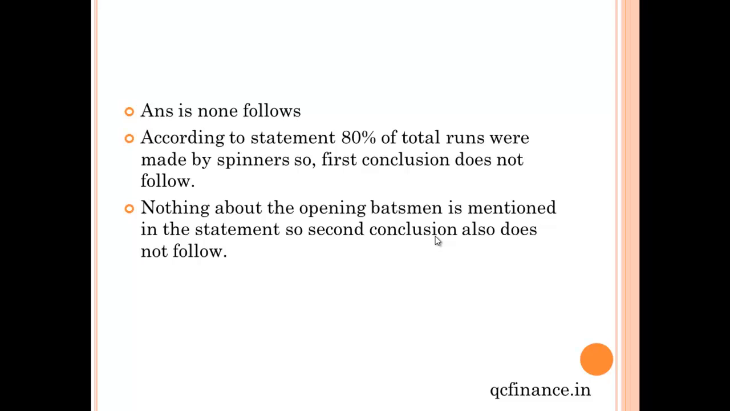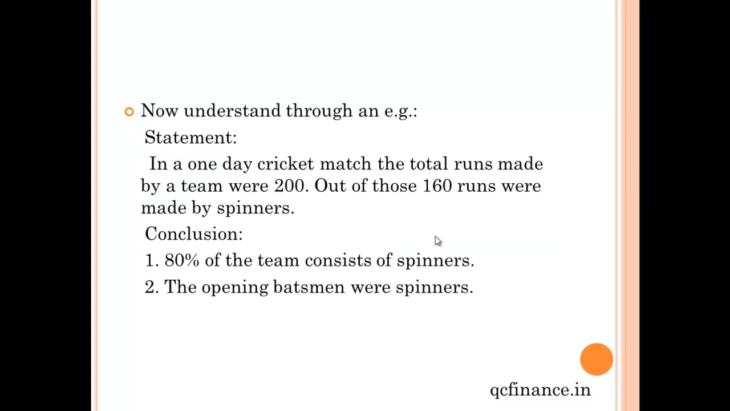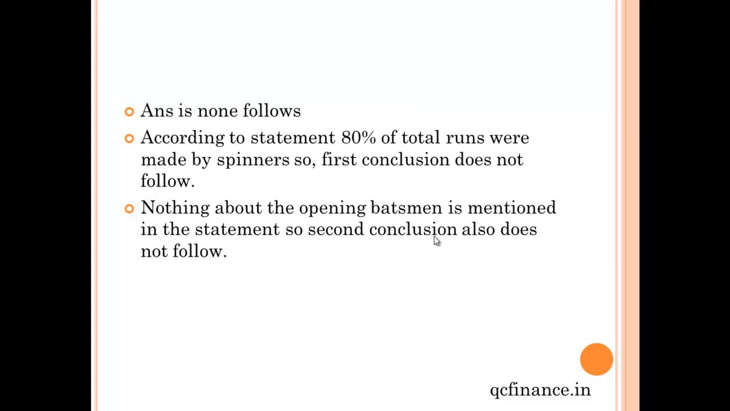The answer is none of the above, since according to the statement 80% of the total runs were made by spinners. So the first conclusion does not follow. It is not necessary that 80% of the team consists of spinners for them to make 160 runs. And neither does it follow that the opening batsmen were spinners, since it can happen that after one or two wickets fell, spinners came in and made these runs. Nothing about the opening batsmen is mentioned in the statement, so the second conclusion also does not follow.